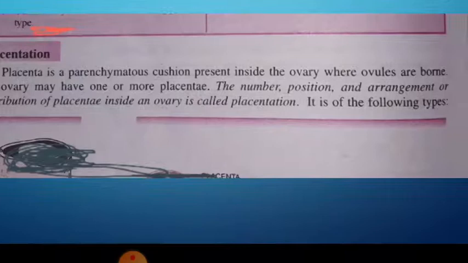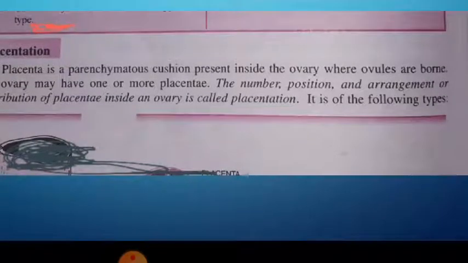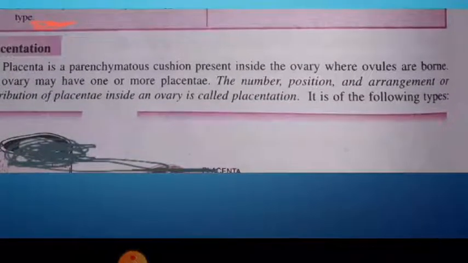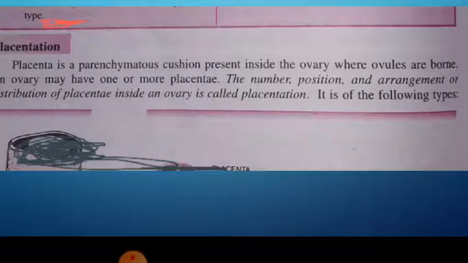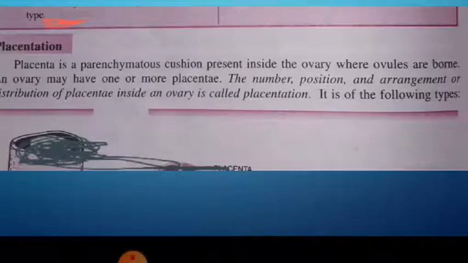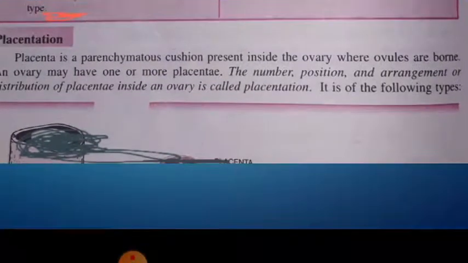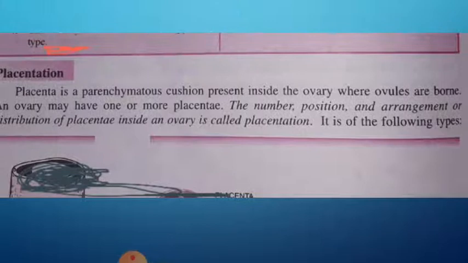So, in short, placentation is the number, position, and arrangement of placenta inside the ovary. This placentation is of the following types. First is marginal placentation. Second is parietal placentation. Third is axial placentation. Fourth is free central placentation, and fifth is basal placentation. We will deal with them one by one.